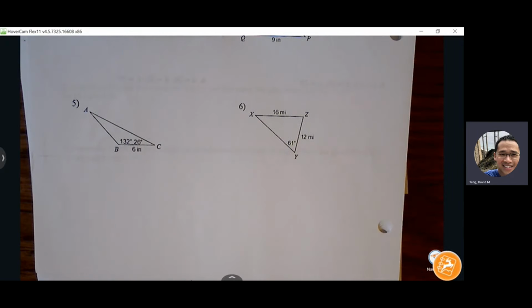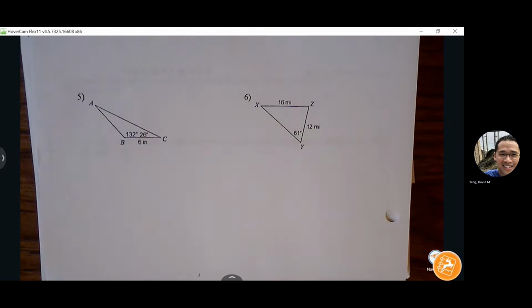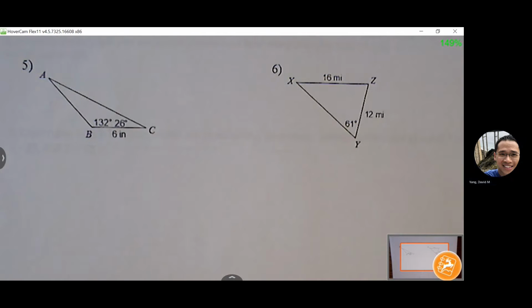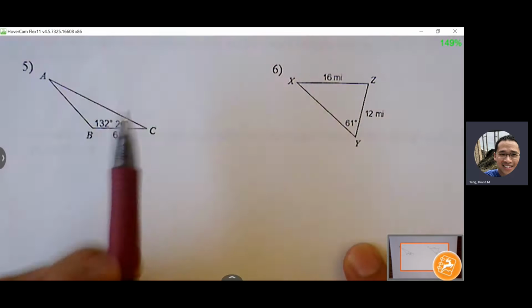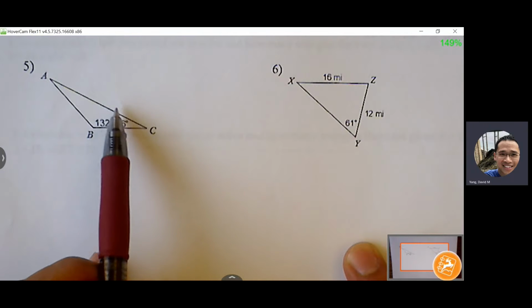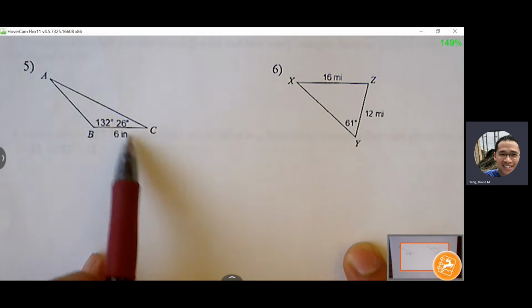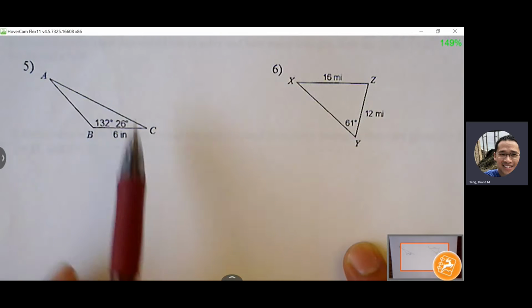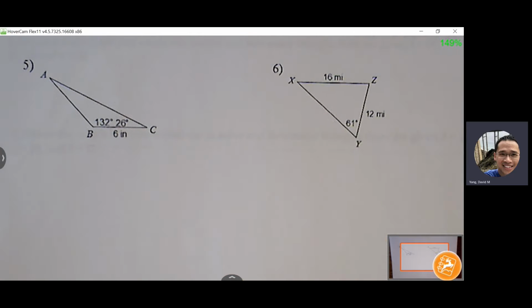If something is not in the form of side side side, then we usually want to just target side angle side. But number 5 is not quite side angle side. What do we need to make it a side angle side? Yeah, one of the sides, right? Because we have enough information. If we can find side B, then we can do side angle side involving 26. Or if I find side C, then I can involve 132. So ultimately, it really doesn't matter.